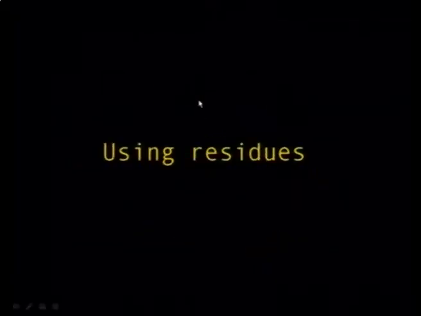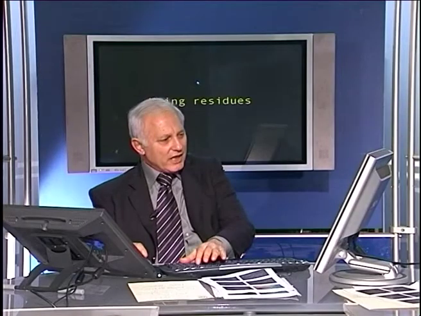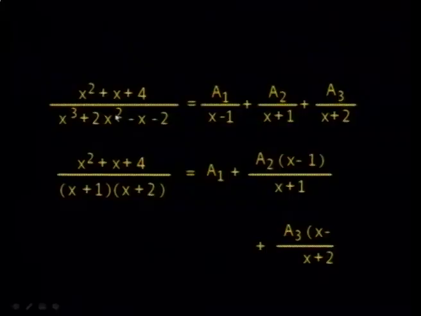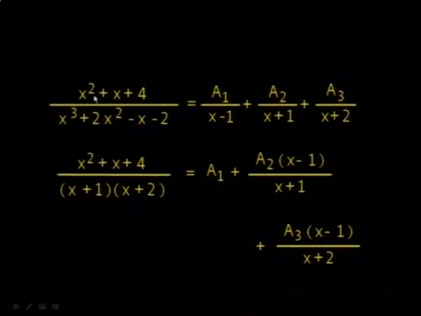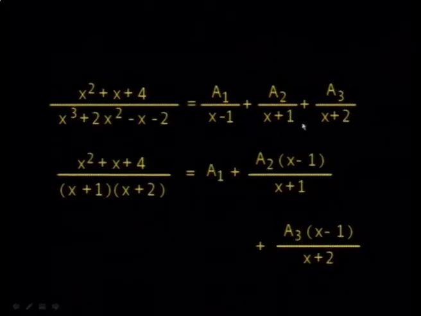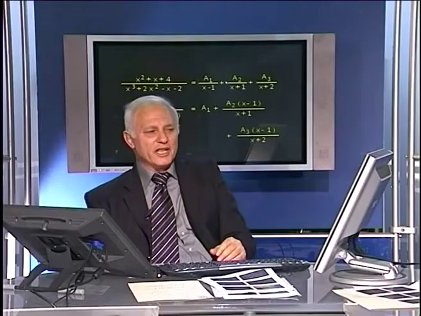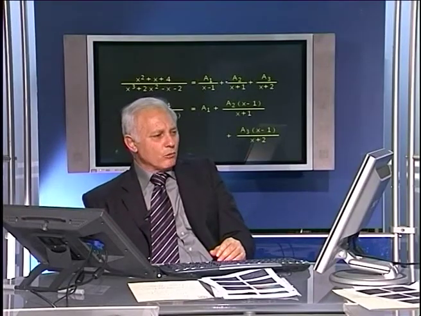Now, sometimes there is another method which is much simpler when you have simple roots. For example, suppose you have an integral of this form, and you wish to calculate the integral of the rational function on the left-hand side. You have already decomposed the denominator into three brackets, x minus 1 times x plus 1 times x plus 2. This is the same example that we dealt with, that we have written on the blackboard. So suppose you want to obtain A1, A2, A3.